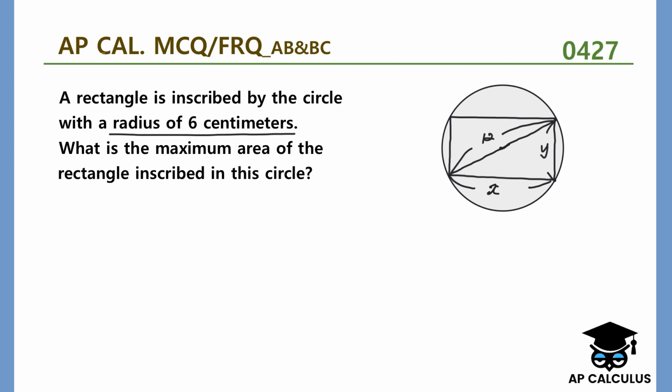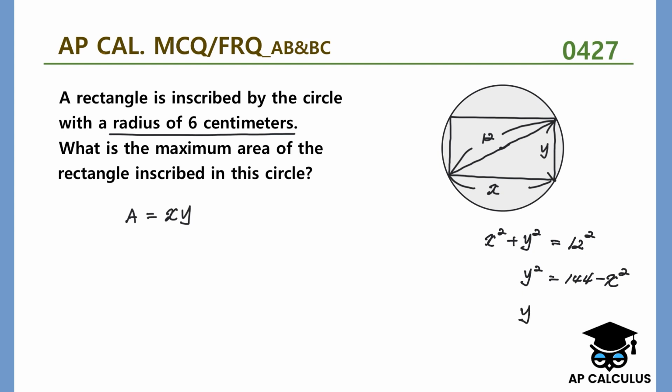Okay, let's write the equation. Since we're looking for the maximum area of the rectangle, we're going to write the equation of the rectangle, which is xy. And we have to change this expression in terms of one variable, either x or y. Here we have a right triangle, so we can write x squared plus y squared is equal to 12 squared, the Pythagorean theorem. Then y squared is equal to 144 minus x squared.